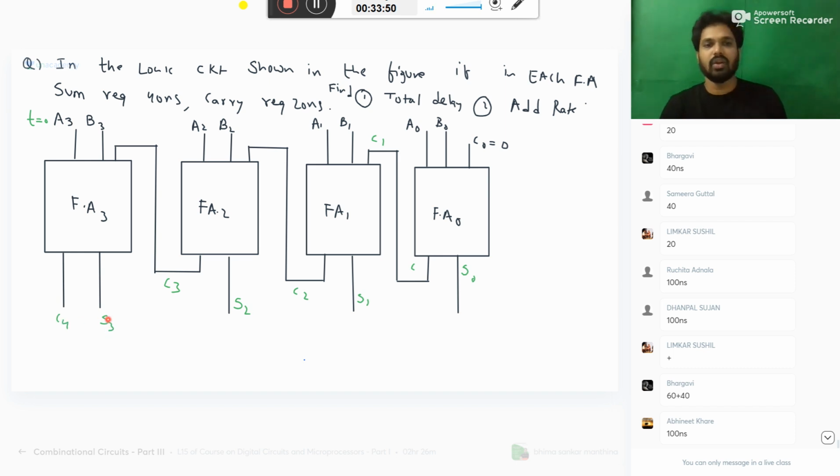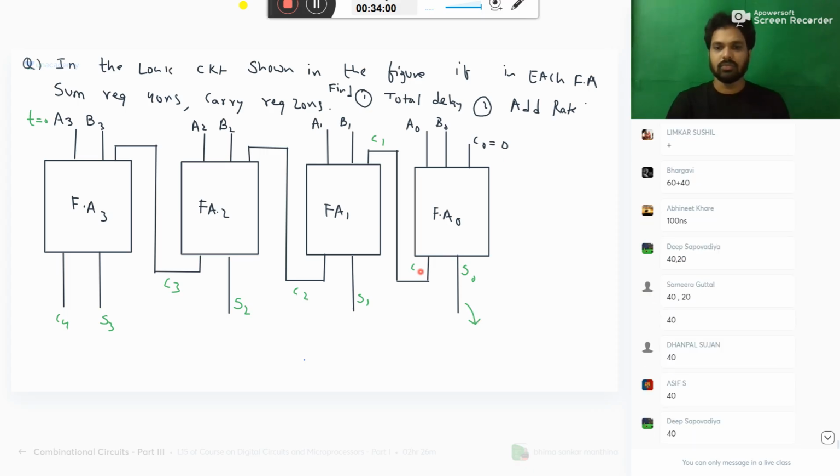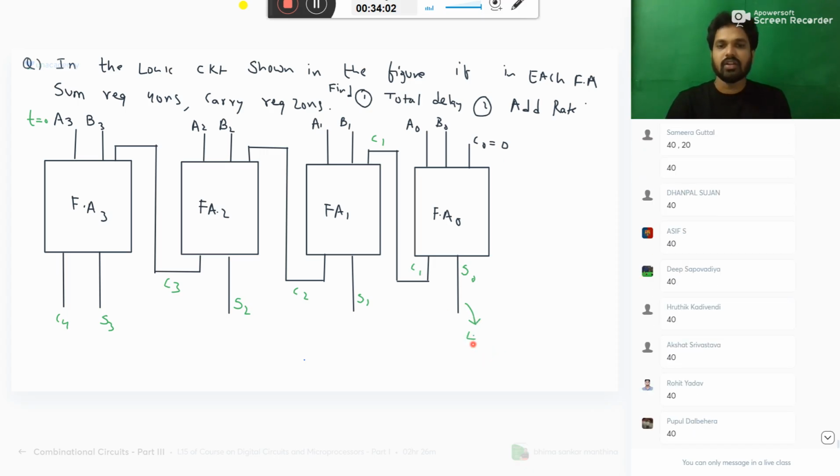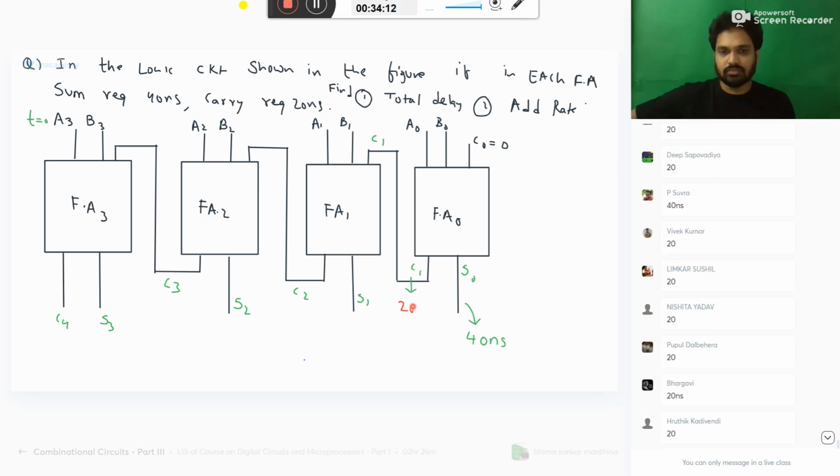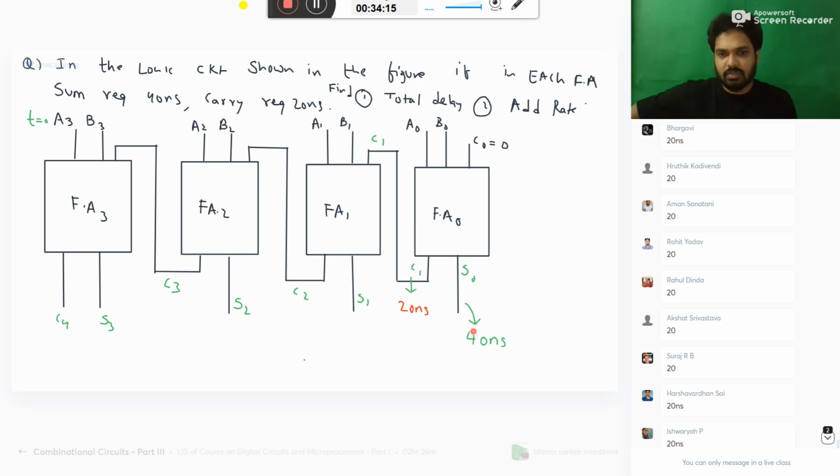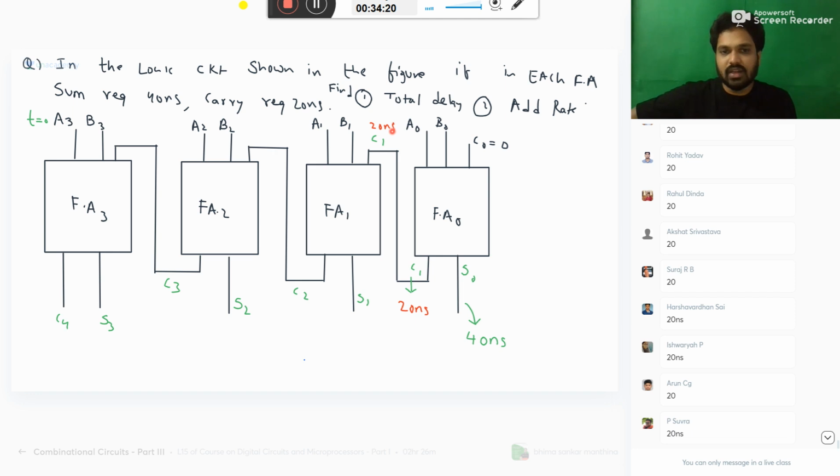Okay, you tell me, you have applied at time t equal to 0 all inputs. First tell me only S0. Don't say anything. Tell me this part. At what time you get this sum? Everybody, 40 nanoseconds. At what time you get this carry? 20 nanoseconds. Now you observe, sum is coming at 40, carry is coming at 20. So at 20 nanoseconds, your carry is ready. A1, B1 already ready by 0 itself.